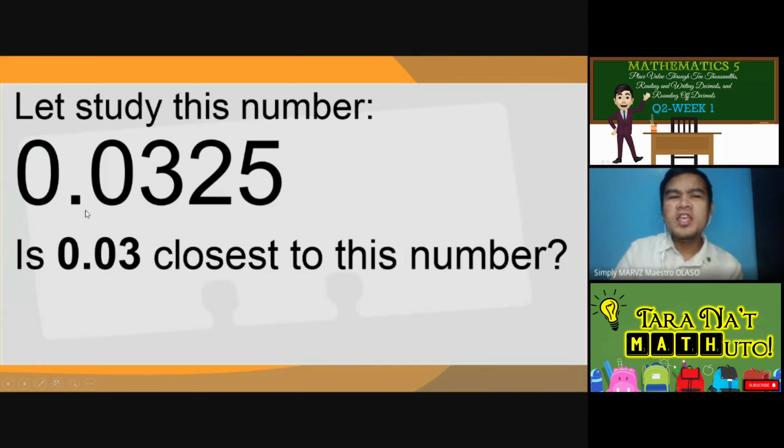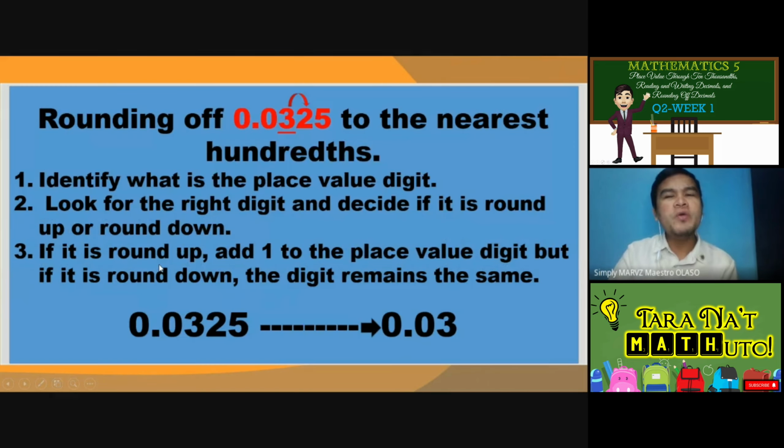Titingnan natin if this number will be rounded to the nearest hundredths. So how are we going to do it? So rounding off 325 10,000ths to the nearest hundredths. Yan yung ating rule. Okay. The first step, identify what is the place value digit. So since ang ating rule ay i-round up to the nearest hundredths, hanapin muna natin kung nasaan yung digit in hundredths. So we have 3. 3 is the digit in hundredths place.